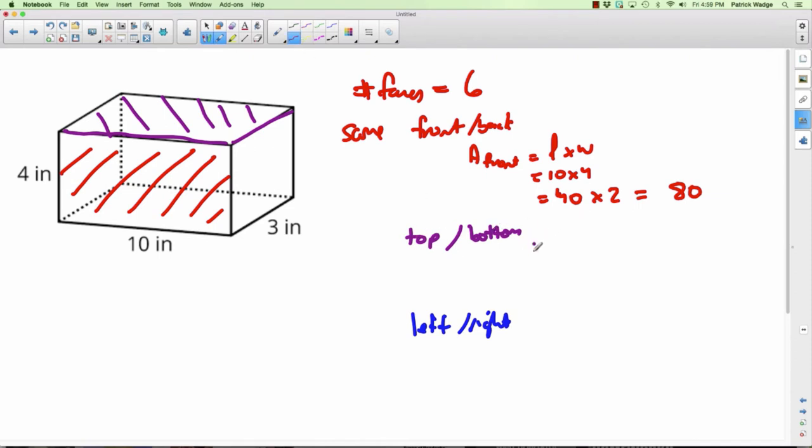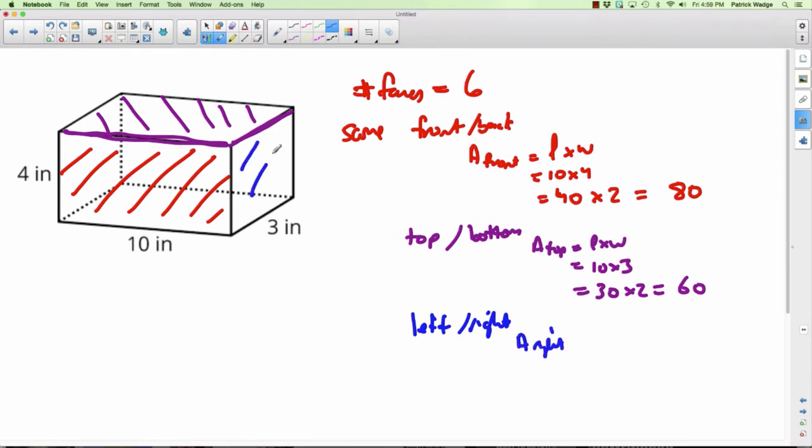Okay, let's do the top and bottom. So again, the area, I'll do the top. Length times width, because it's a rectangle. What are the dimensions? I think we already mentioned that too. This is 10, and this is 3. So we're going to go 10 times 3, which gives us 30. Are there any other faces the same? Yeah, we said top and bottom were the same, so we have to multiply that by 2 as well. We get 60.